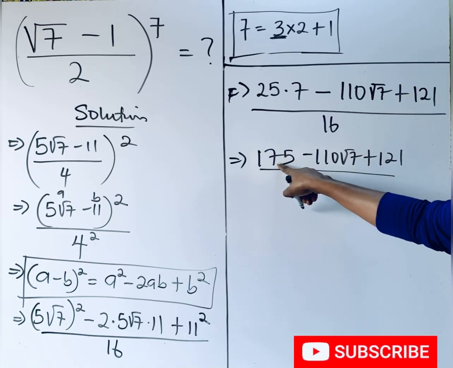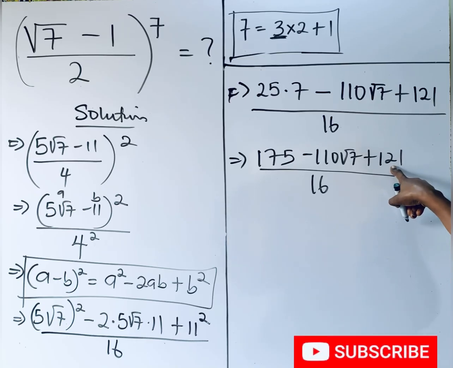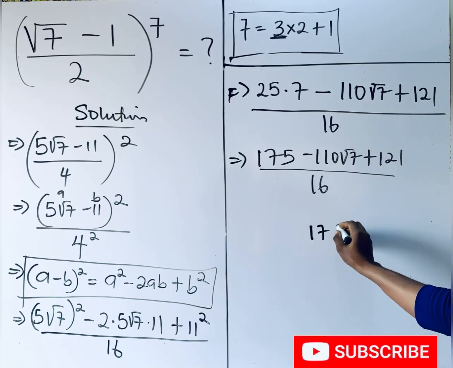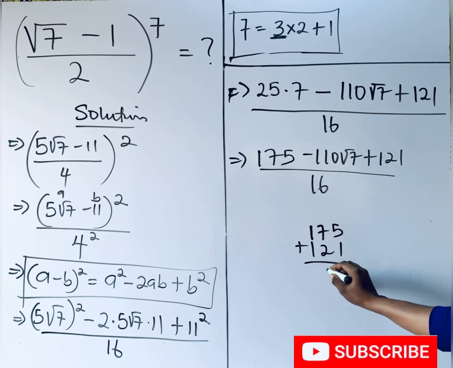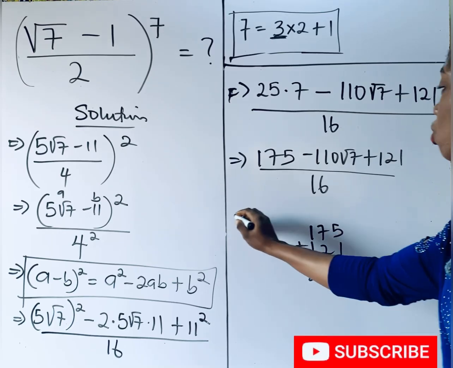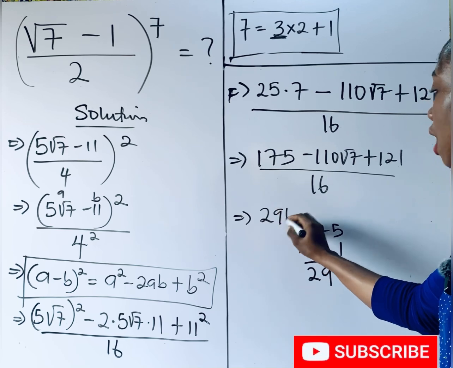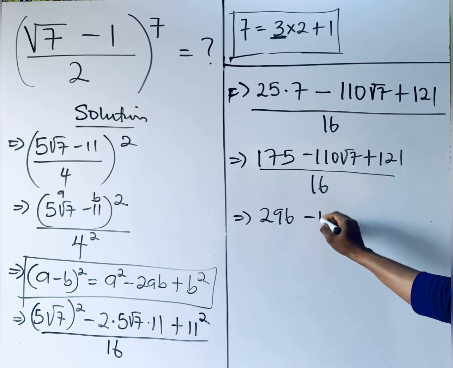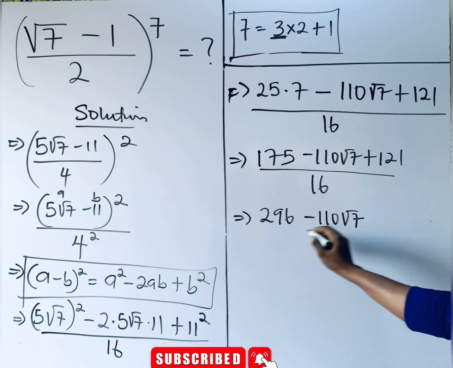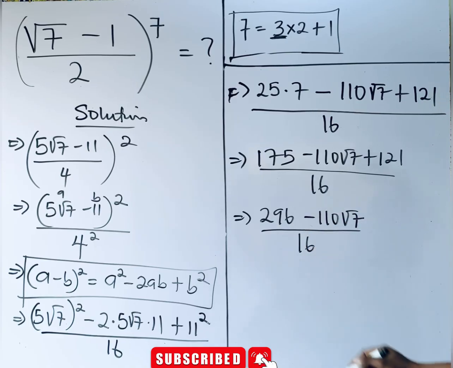Now you observe that these two are the same terms, so you can add them. So if you have 175 plus 121, this will give us 6, this is 9, this is 2. So it's giving us 296, okay? Then minus 110 root 7 divided by 16.